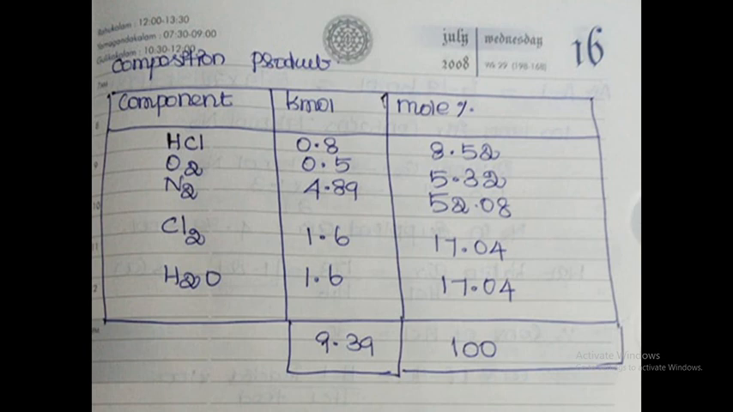Similarly for oxygen, individual divided by total, 0.5 divided by 9.39 into 100, 5.32 percent. Nitrogen, 4.89 divided by 9.39 into 100, 52.08 percent. Chlorine, 1.6 divided by 9.39 into 100, 17.04 percent. The last one, water, 1.6 divided by 9.39 into 100, 17.04. The addition of all the component percentages is equal to the total percentage, 100.